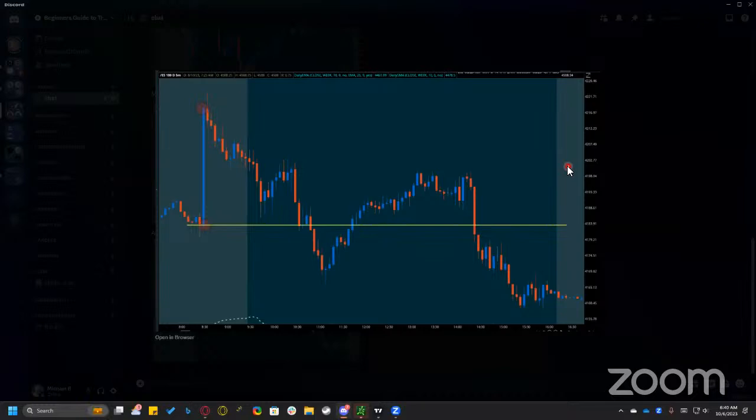So here's another example where it did work. Single print, one direction. It spent the rest of the morning working its way back down to that gap close, and then the overshoot.